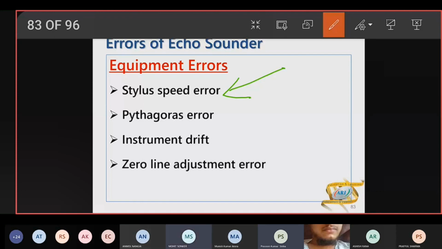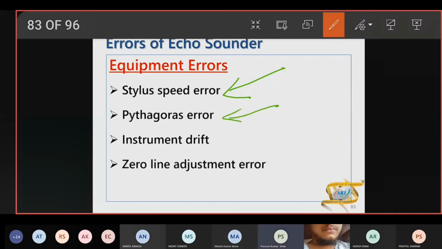So that is what stylus speed error is, and we have seen in the maintenance that it should be maintained exactly at half the speed. So you may have a control provided for adjusting the speed. You may have instructions in the instruction manual on how to bring it to 750 meters per second.